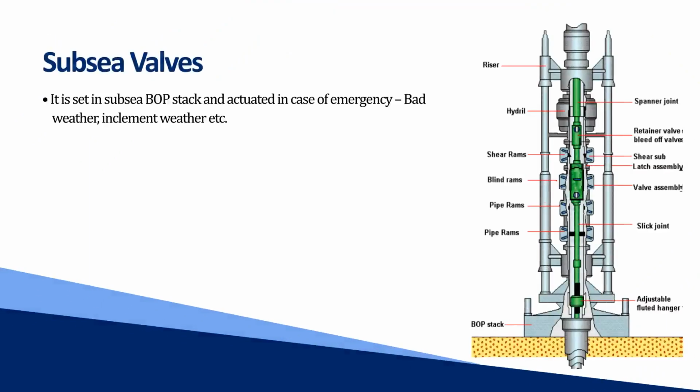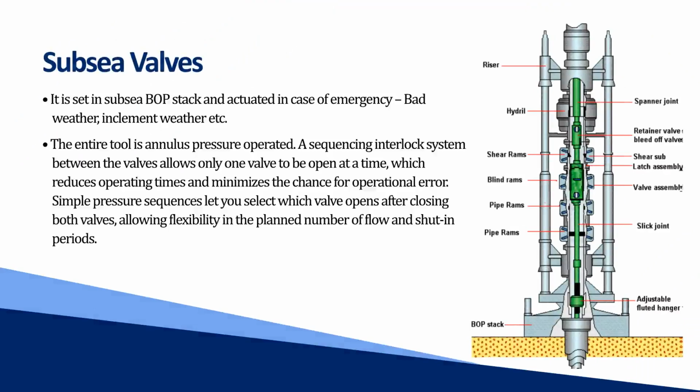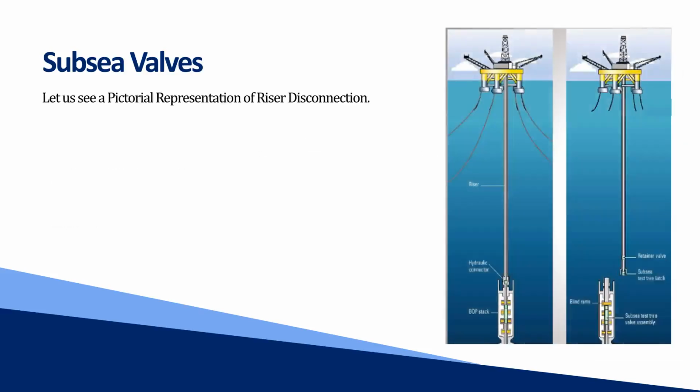Subsea valves. It is set in the subsea BOP stack and actuated in case of emergency, bad weather, inclement weather etc. The entire tool is annulus pressure operated. A sequencing interlock system between the valves allows only one valve to be open at a time, which reduces operating times and minimizes the chance for operational error. Simple pressure sequences let you select which valve opens after closing both valves, allowing flexibility in the planned number of flow and shut-in periods. Let us now see a pictorial representation of riser disconnection.